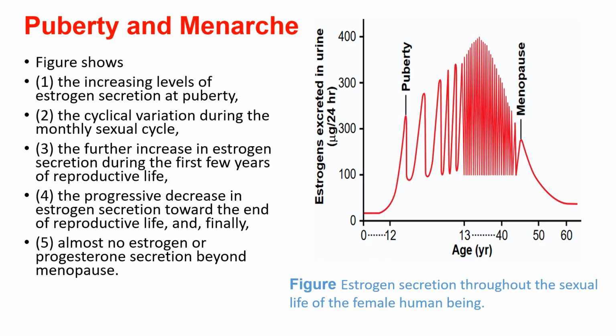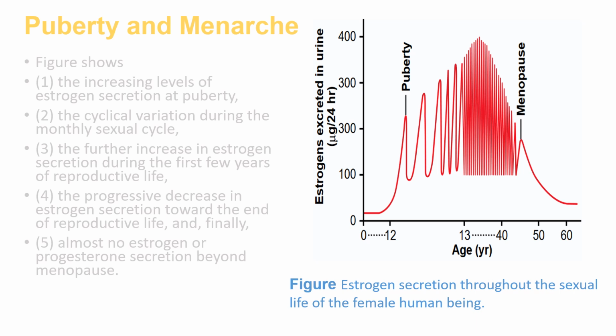Figure shows 1. The increasing levels of estrogen secretion at puberty. 2. The cyclical variation during the monthly sexual cycle. 3. The further increase in estrogen secretion during the first few years of reproductive life. 4. The progressive decrease in estrogen secretion toward the end of reproductive life, and, finally, 5. Almost no estrogen or progesterone secretion beyond menopause. Figure. Estrogen secretion throughout the sexual life of the female human being.